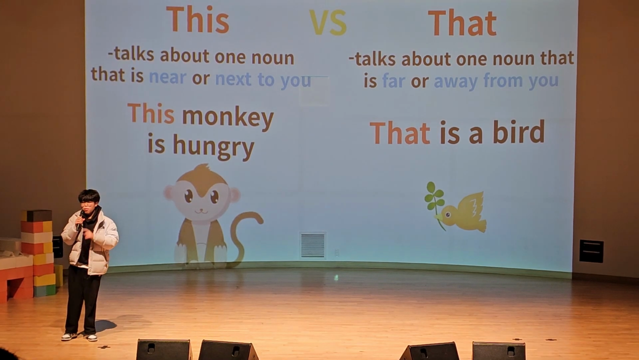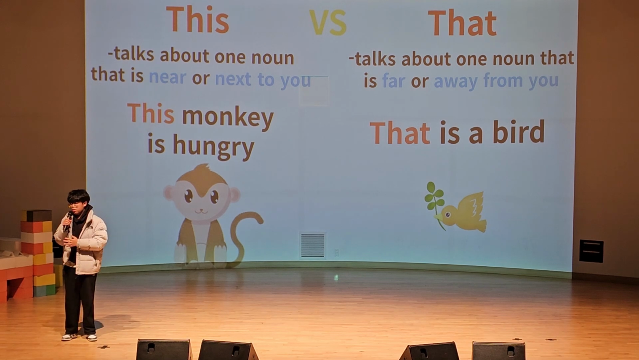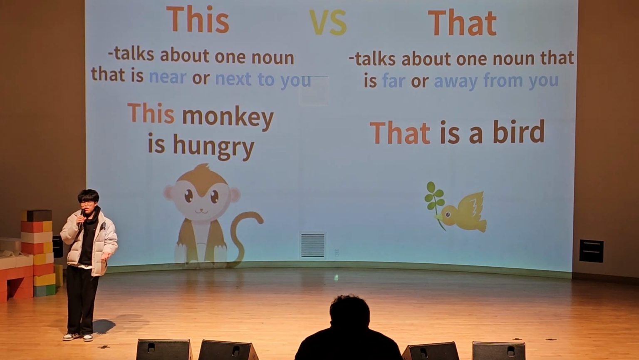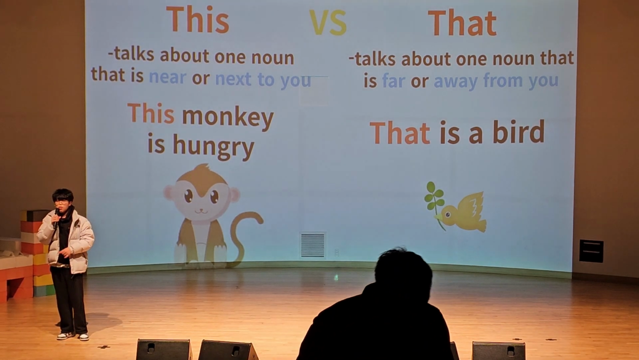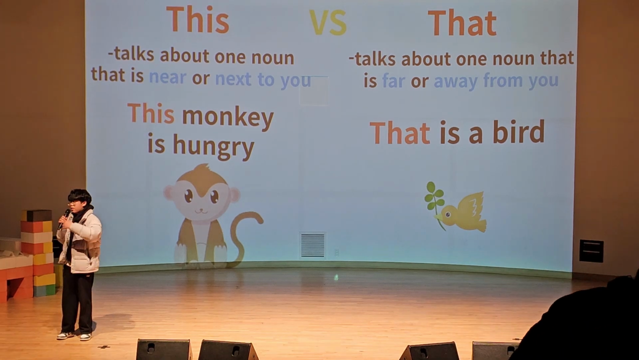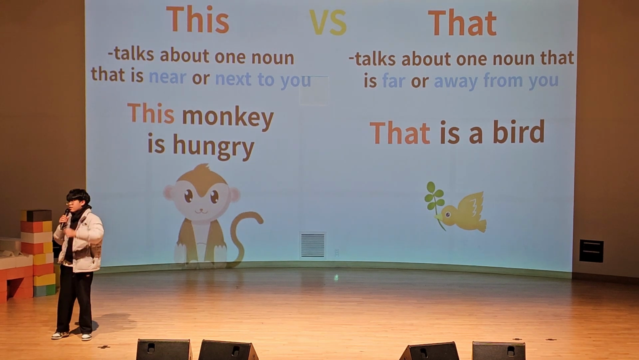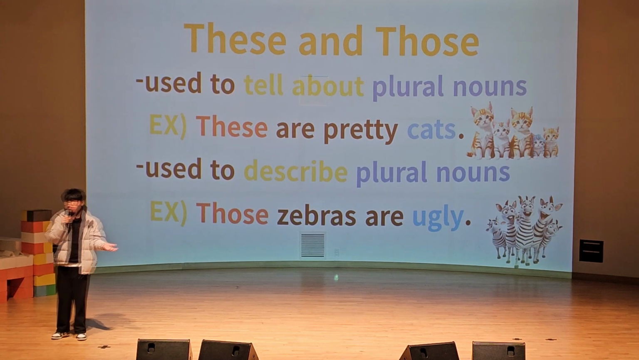This talks about one noun that is near or next to you. Here's an example. This monkey is hungry. And that talks about one noun that is far away from you. Here's an example. That is a bird.